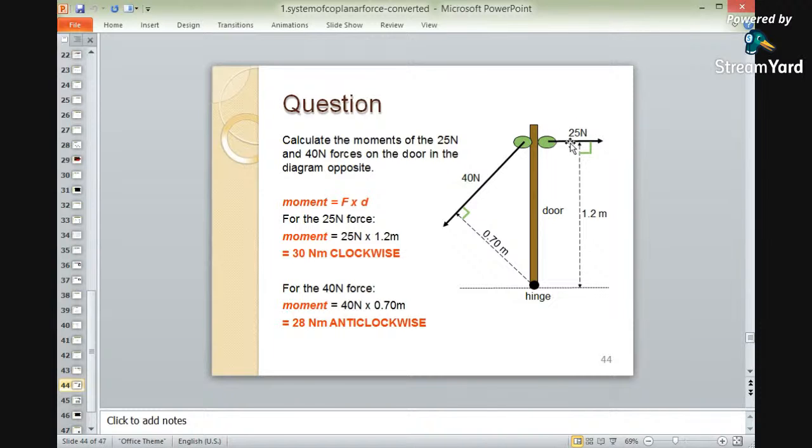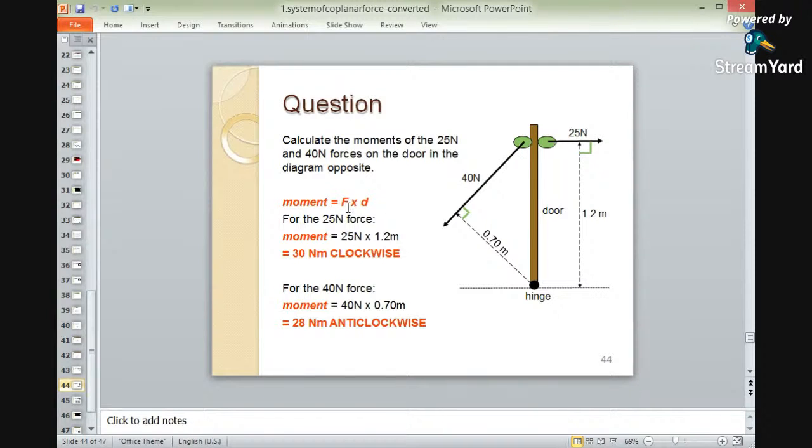According to the definition of moment, there is a hinge provided in the door, and here the force of 25 newtons has been applied, and the perpendicular distance is 1.2 meters. Whereas again, there is an inclined force of 40 newtons, which has a perpendicular distance of 0.7 meters. This 40 newtons has been applied inclined, whereas 25 newtons has been applied horizontally.